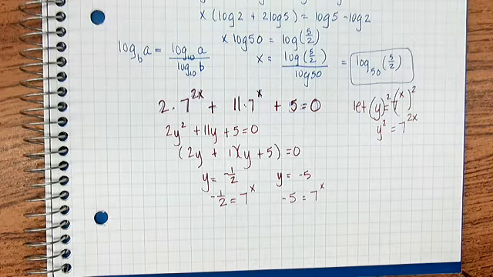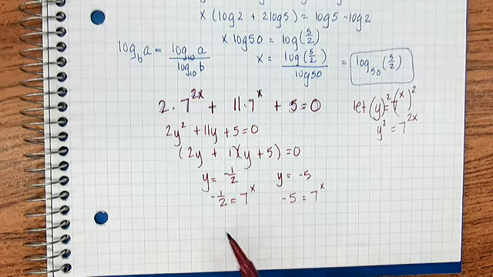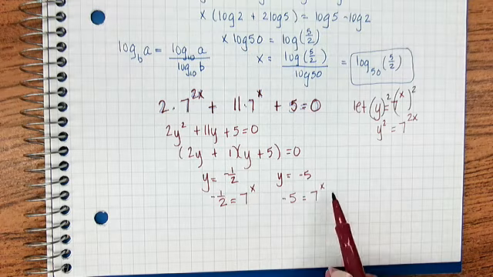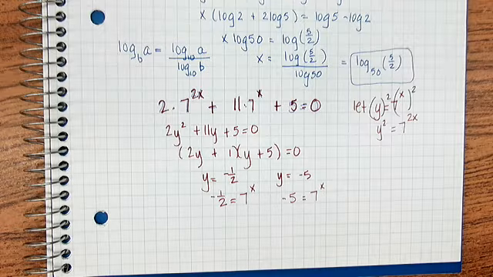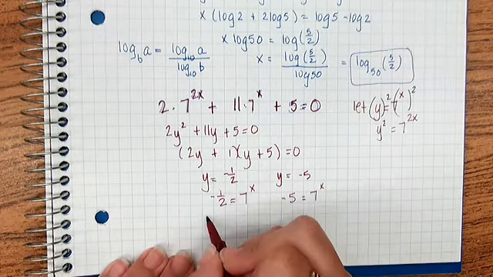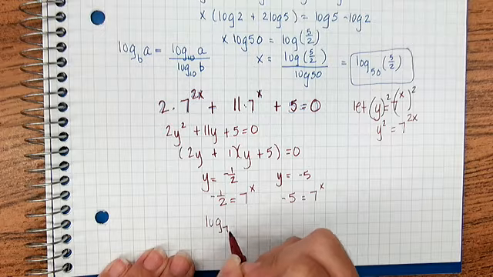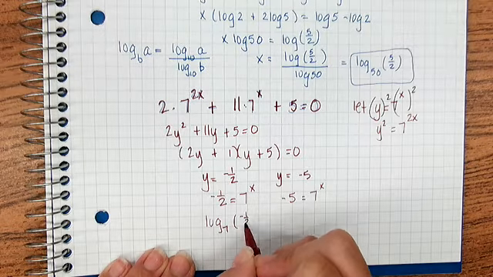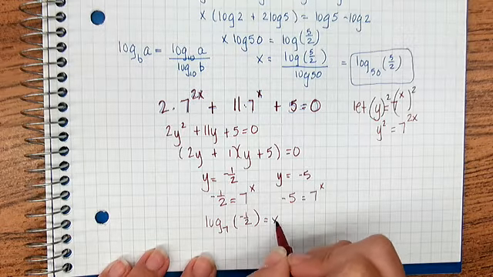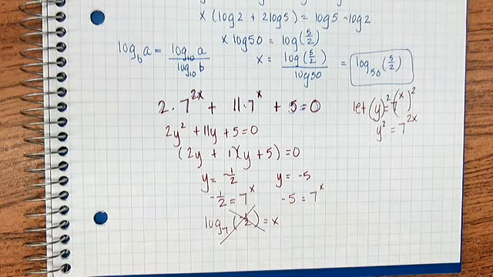This is impossible. It's impossible to raise 7 to a number and get -1/2. It's impossible to raise 7 to a number and get -5. Okay, let's say you don't like that. Let's rewrite it in log form. This is the same thing as the log base 7 of -1/2 equals x. No, it's outside the domain.